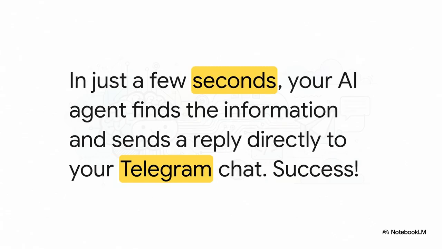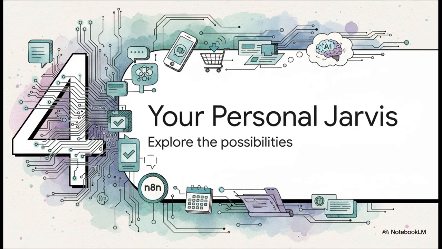And just like that, in a couple of seconds, you'll see it happen. Your n8n workflow will fire up, your AI will do its thing, and the answer will pop right back into your Telegram chat. Success! You officially have a working AI assistant right there on your phone. So, this is way more than just a neat little tech trick. You've just unlocked a seriously powerful tool for your everyday life.